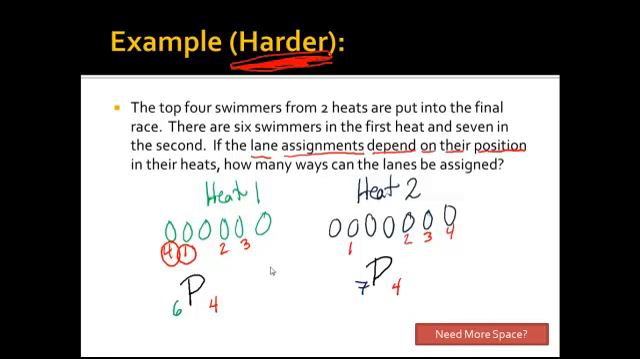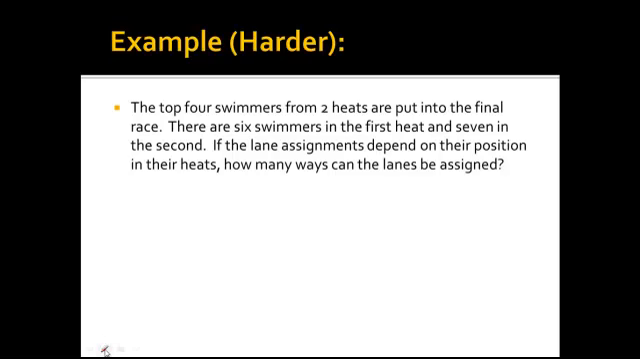Basically I have 2 separate problems here. What I'm going to do at the end is multiply these together, because this is the number of ways the first event can happen, and this is the number of ways the second event can happen. If I want to find the number of ways both of them can happen, because I asked how many ways the lanes can be assigned, I multiply them. So I'll do this one first, then this one, and then we'll multiply them together. And yes, I do need more space.